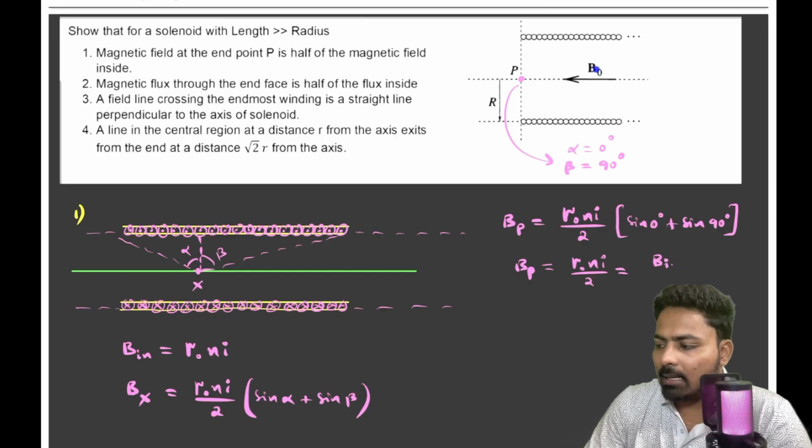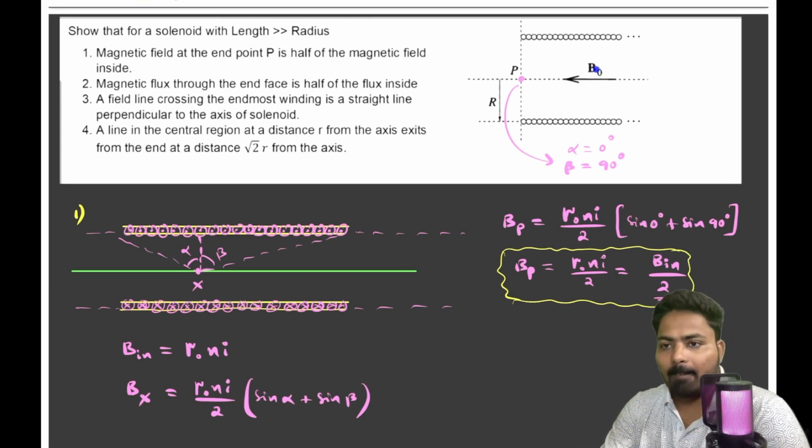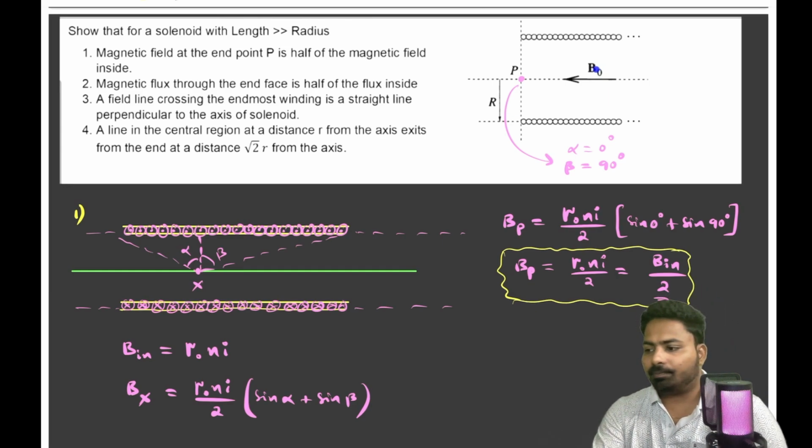Magnetic field inside this long solenoid by 2. So therefore we have proved it. So the magnetic field at the point P is nothing but half of the magnetic field inside the long solenoid, right? So the first one is done.